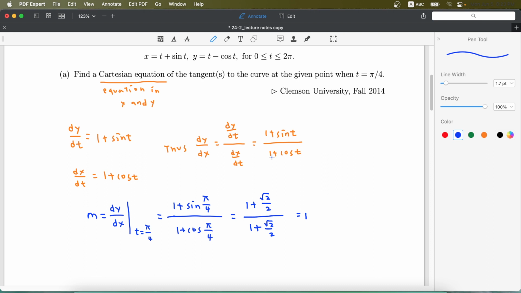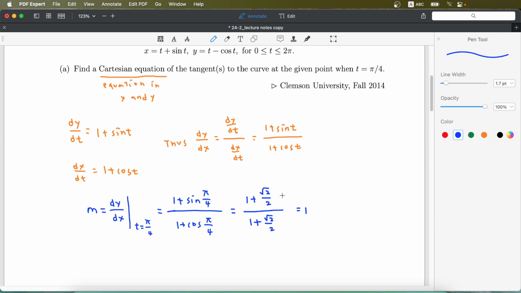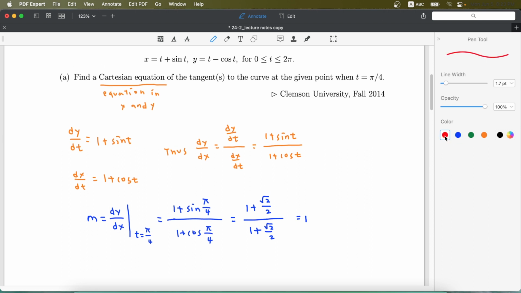Previously we said that if you want to find an equation of a line, you need two things. You need a slope, and you need a point. Right now we have the slope. We want to find a point. The point refers to the coordinate of that point, so you need an x value and a y value. To find the x and y coordinates, you will simply put t equals pi over 4 into these equations.